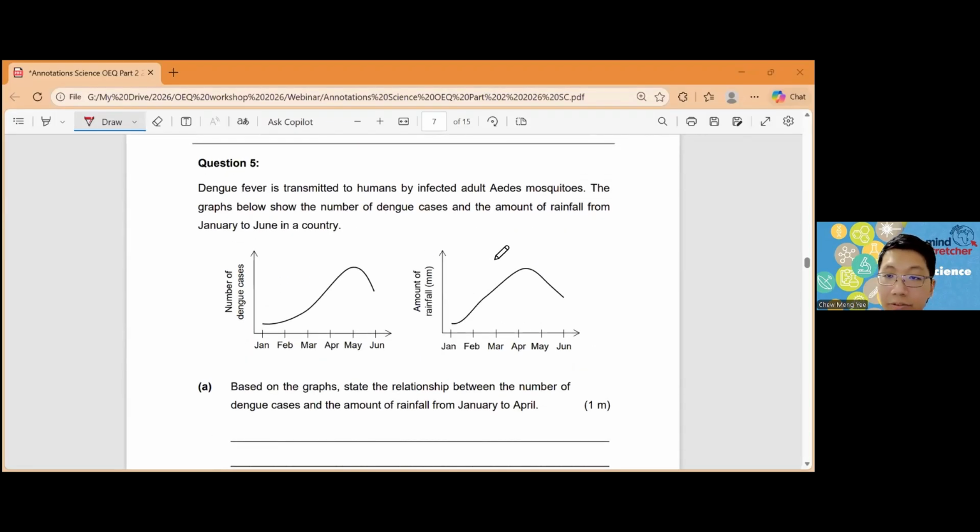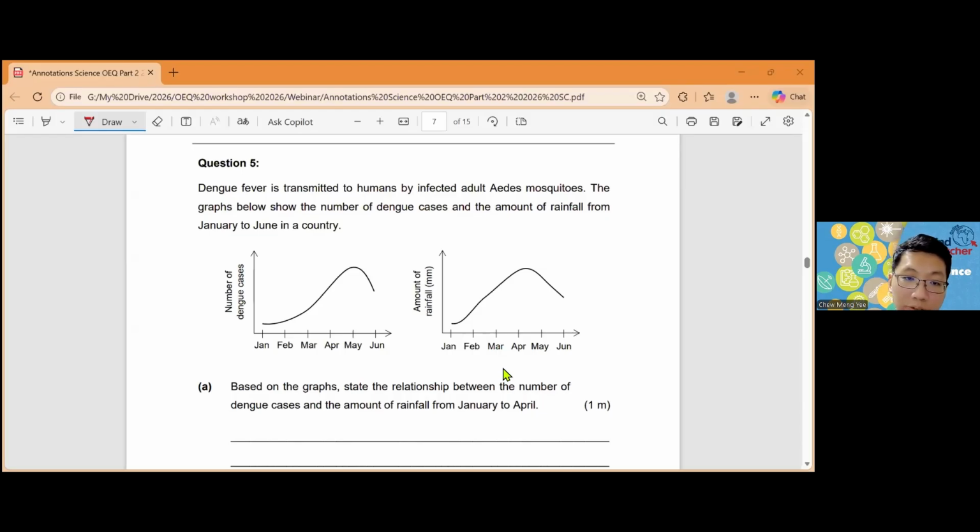Okay, question 5. Now question 5 is a question on mosquitoes. If you have looked at the PSLE questions in recent years, you realize that a lot of times they test on mosquitoes. You could test on different kinds of mosquitoes with different characteristics, but this is just mosquito. A lot of questions on mosquitoes.